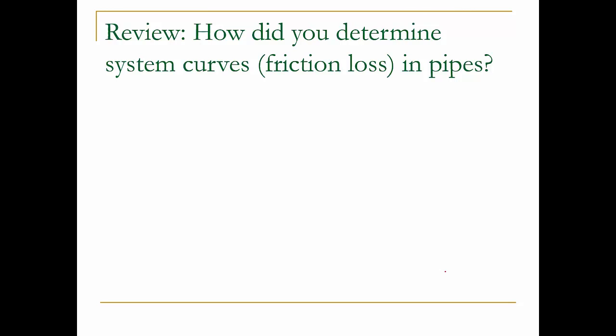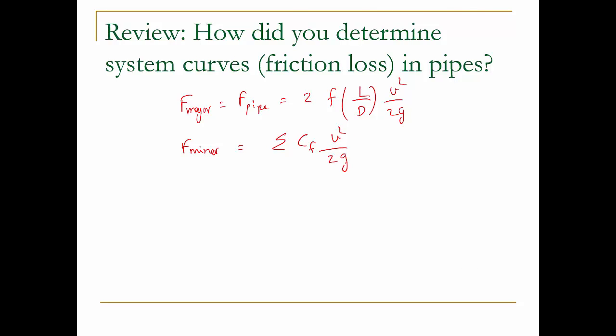So let's think through. How did we determine the system curves in the pipes? We had the Fanning's equation: F major in the pipe is equal to 2 f L by D times V squared by 2g. And then we had F minor, which is sigma C_f times V squared by 2g. We need to make sure the units are correct, and then add them. And then we plotted Q versus F total, right? So that's how we did it. Darcy and Fanning came up with this equation, and these are empirical formulas. So for a simple pipe system, we learned how to determine a system curve.